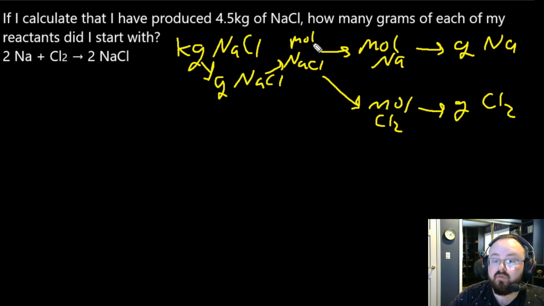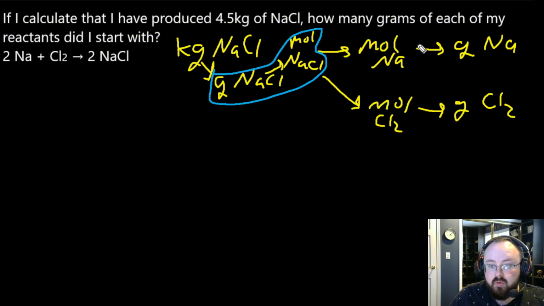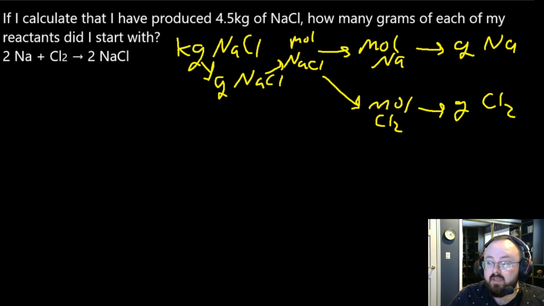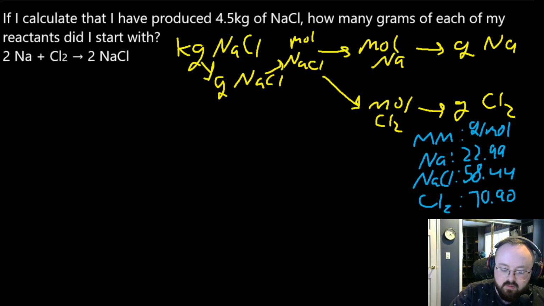We're going to need a few things to help us here. First thing that we're going to need is molar masses. Because look, we're going from grams of NaCl to moles of NaCl. We're going from moles of Na to grams of Na, and moles of Cl2 to grams of Cl2. Anytime we're doing those conversions, we need a molar mass. And from there, we have all of our molar masses that are necessary for this problem.